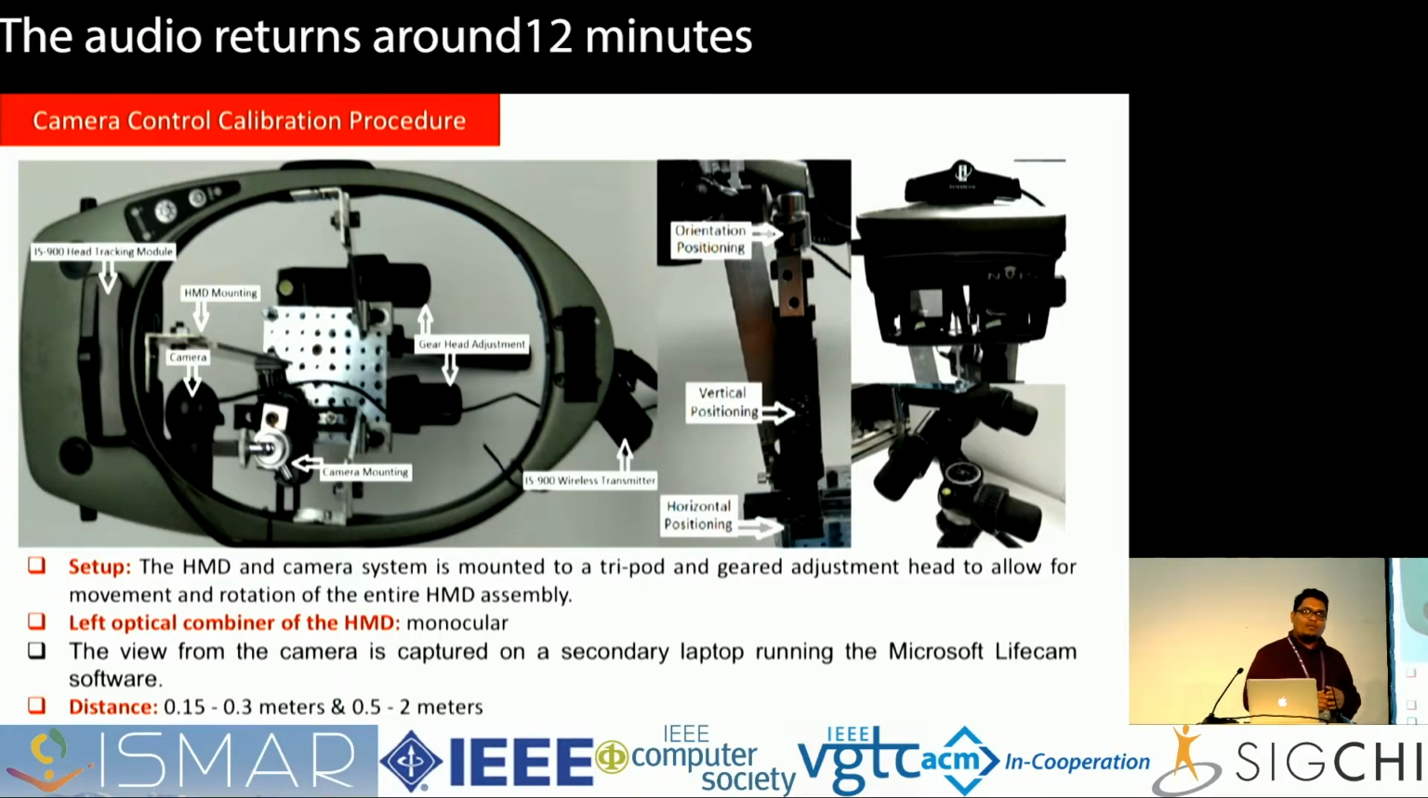So while performing the calibration in the control condition, the user needs to move the tripod manually forward and backward, and very carefully, to perform the calibration.